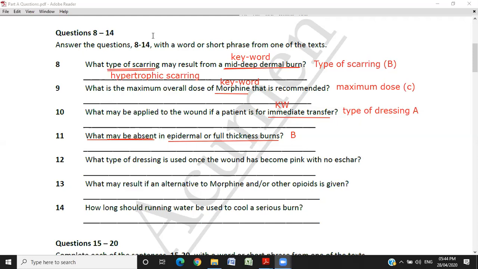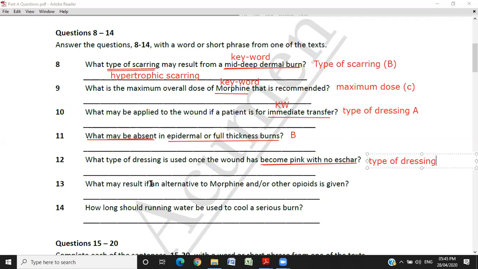So here, what is my keyword for question number 12? What type of dressing is used once the wound has become pink with no eschar. Once the wound has become pink. So healing is given otherwise in text B, but the question is asking type of dressing. So the kind of information I am looking for here is type of dressing. And my keyword is pink with no eschar.